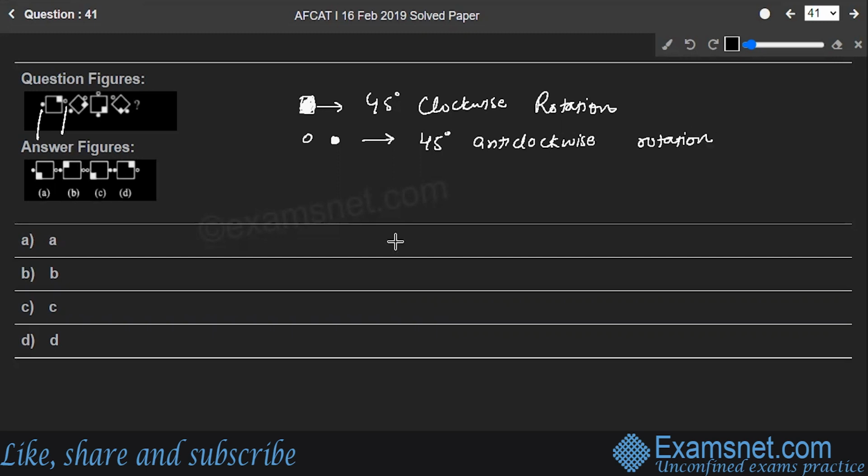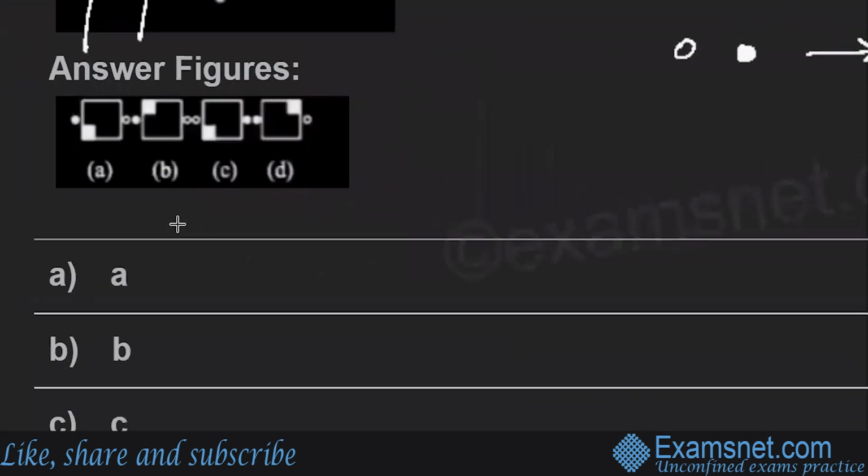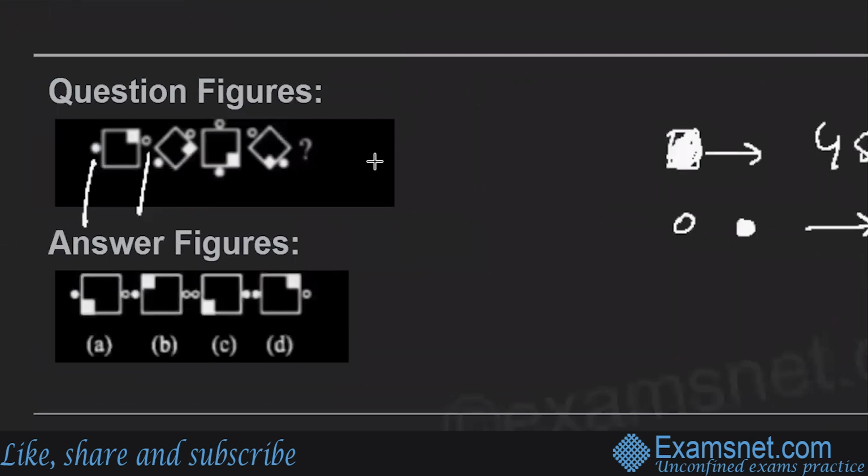Right? So looking at that thing, what will come as your figure? So this is the one. The next figure will also have the squares moving. Okay, the square is moving 45-degree. So next time the square, this big one, will come in this orientation.